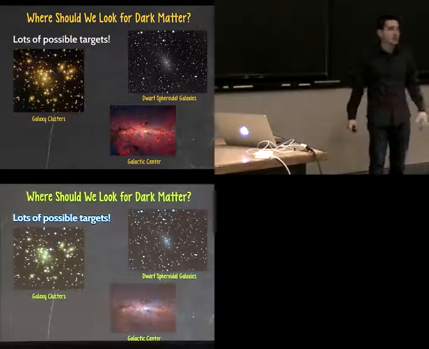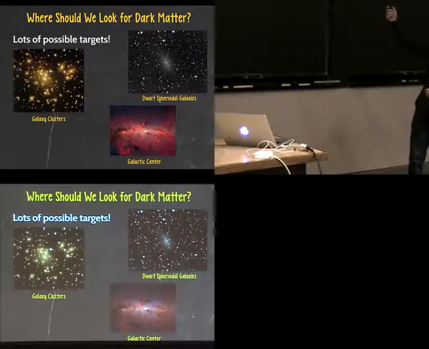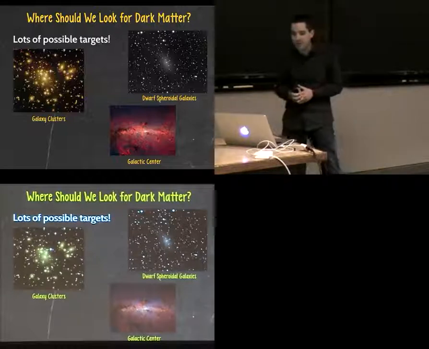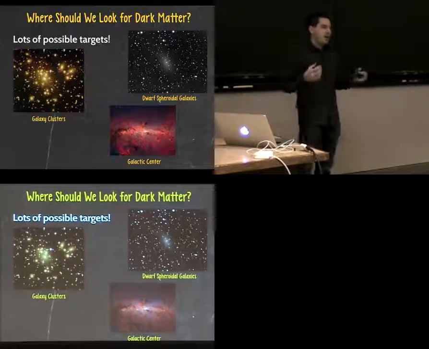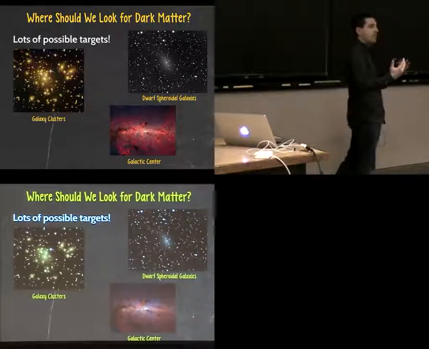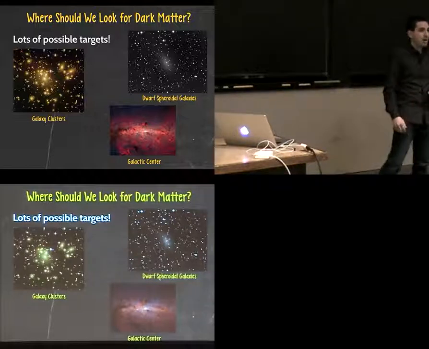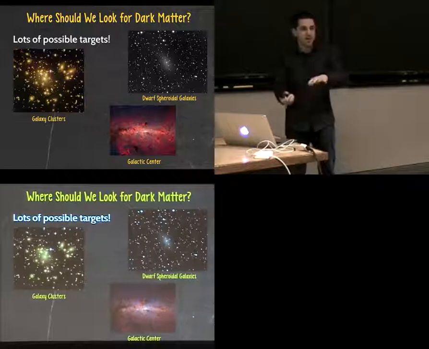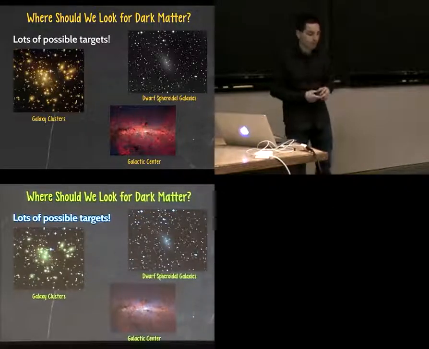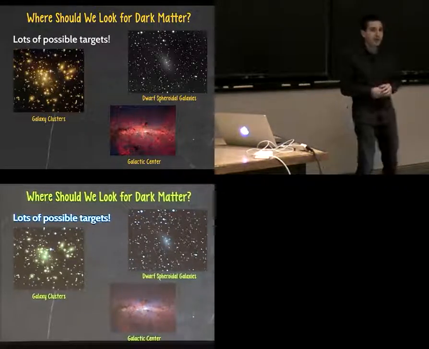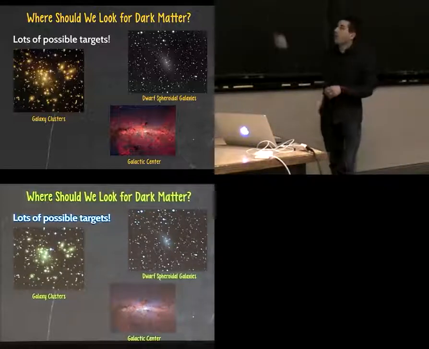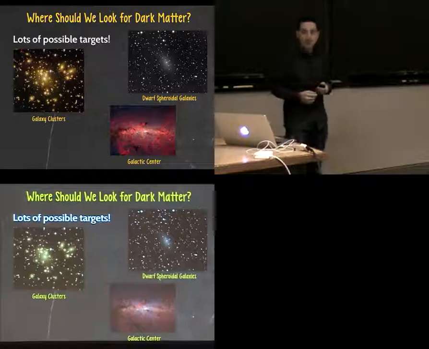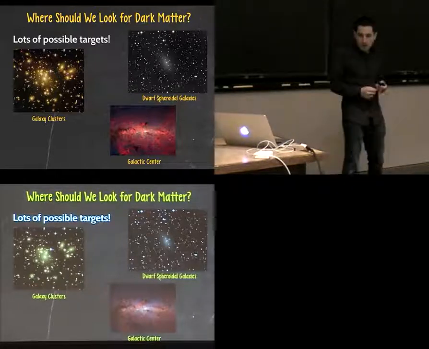There are dwarf galaxies. These are much smaller things, but they're substructures. They're small parts of our own galaxy, parts of the Milky Way. And they have about 1 million, or maybe 1 billion times the mass of the sun in dark matter. So they're much smaller, not 100 trillion, but maybe 1 billion. But they're closer to us. So a particle that goes off in a random direction is more likely to make it to our telescope. And these are also good targets.